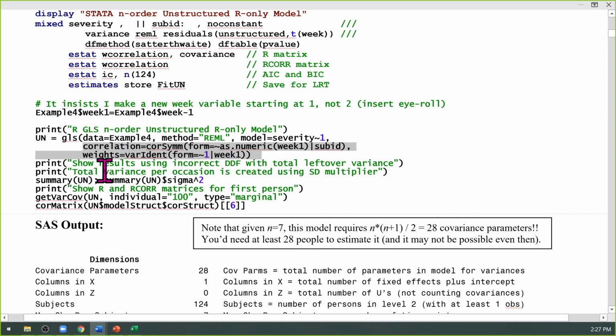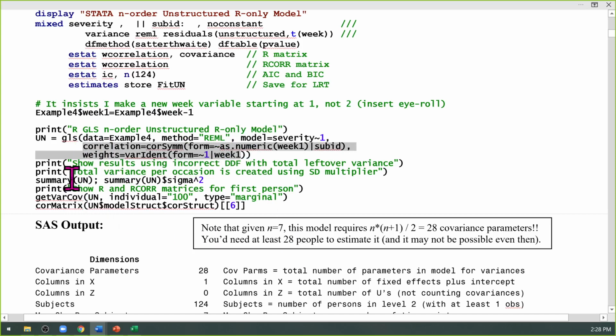And then this second part here, weights, is a way to allow heterogeneous variances. So in Stata, it's two separate commands for what the correlation structure looks like and then whether or not the variances are heterogeneous or homogeneous. The weights part gets you heterogeneous variances across time. The corSym part gets you all possible correlations between all pairs as a separate parameter. So this whole thing together is unstructured.